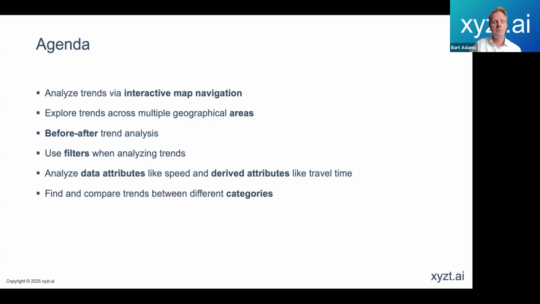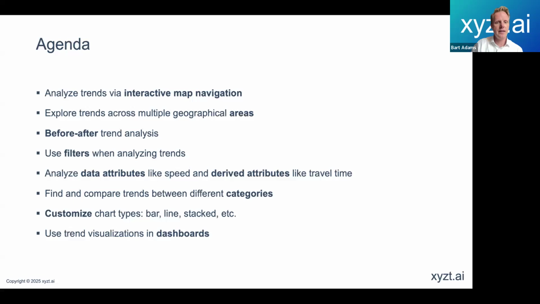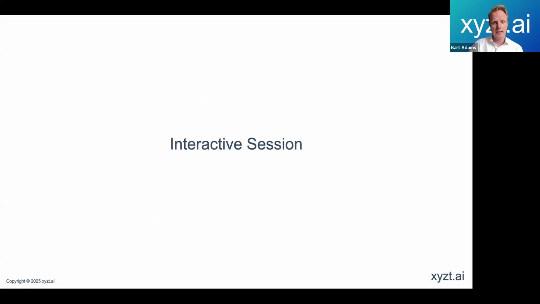And a very powerful feature in the platform is to break up your data into different groups using categories and then analyze trends comparing those different groups. I will also show some ways to customize your trend analytics, for instance, going from line charts to bar charts and so on. And then finally, I will also show you how to build dashboards with trend analytics and some of the pitfalls that you might fall into, and I will guide you to avoid them.